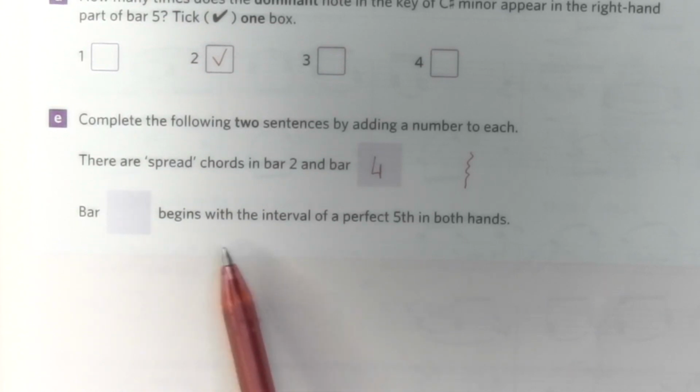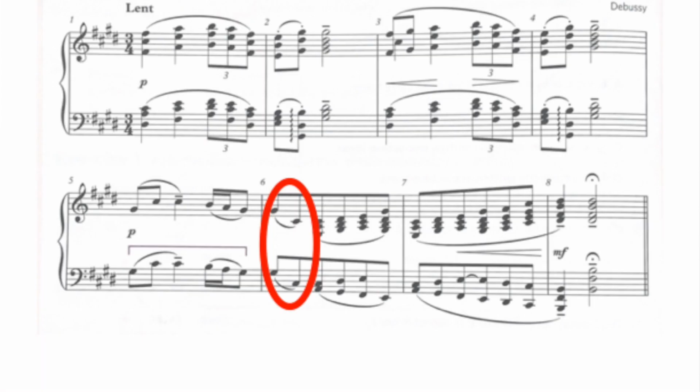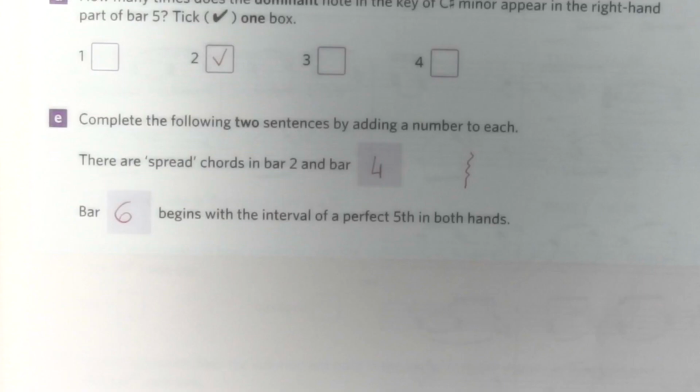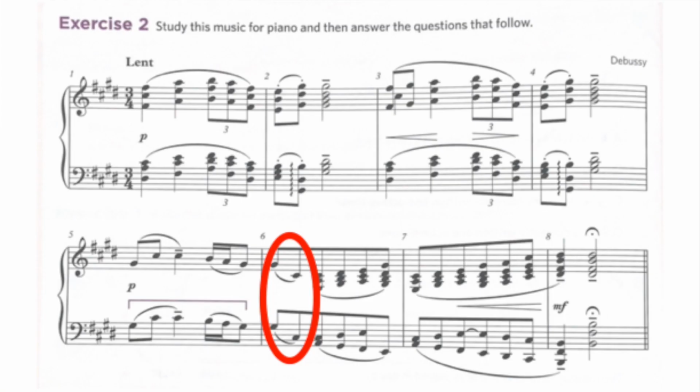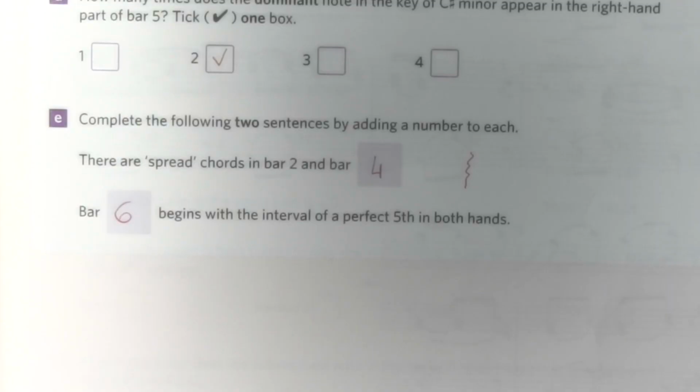Which bar begins with the interval of a perfect fifth in both hands? Now here we need to patiently observe the score. This is bar 6. So sharp, do sharp. This is also easy to find, because this piece is mainly populated by chords, and we have only 2 bars that start with individual notes, and bar 5 has a 4th, and only bar 6 starts with a 5th. So the second exercise is also done.